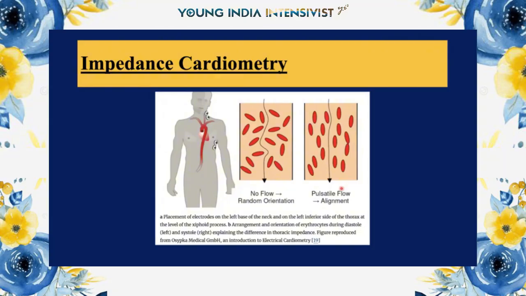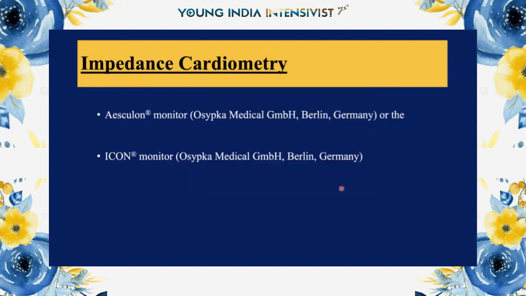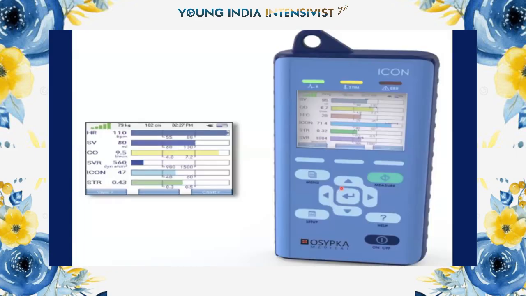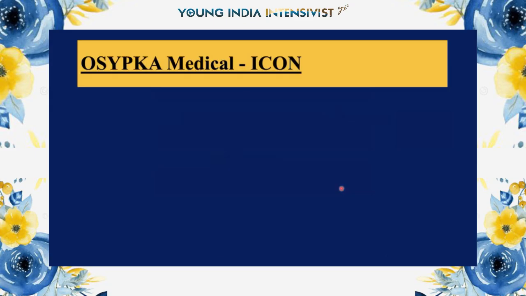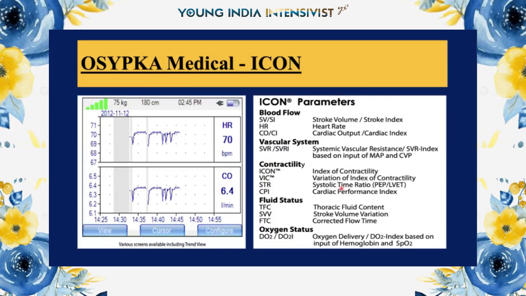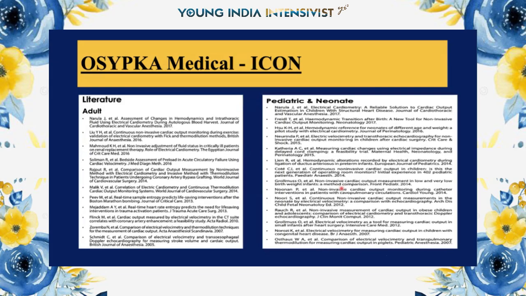By analyzing the rate of change in conductivity before and after the aortic valve opening, we can tell how fast the RBCs are aligning. So impedance cardiometry gives the peak aortic acceleration time, that is the ventricular ejection time. From the ventricular ejection time, it derives the stroke volume. These are the various monitors which use impedance cardiometry. These are the various parameters available with ICON.